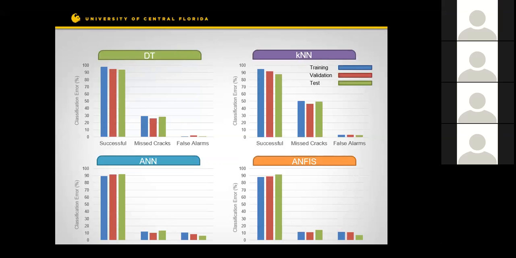I'm looking within ANN, within the artificial neural networks alone. The first three columns, so the successful classification in the validation data set was slightly higher than the training. So the red column is slightly longer than the blue column. And in the green column, the test data set, it's even higher. It's probably because of the validation process, because it stops the validation process.